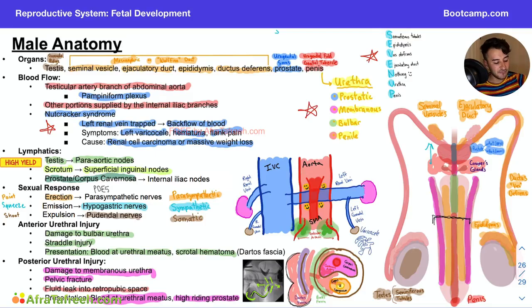Moving on to our lymphatics, we talked about the para-aortic nodes being high yield for that embryologic descent from the retroperitoneal space into the scrotum. And then our sexual response, we talked about point, squeeze, and shoot being parasympathetic, sympathetic, and somatic. And then we talked about the difference between our anterior urethral injuries and our posterior urethral injuries, and that's going to be all about knowing your parts of the urethra and how they are going to present on exam day.